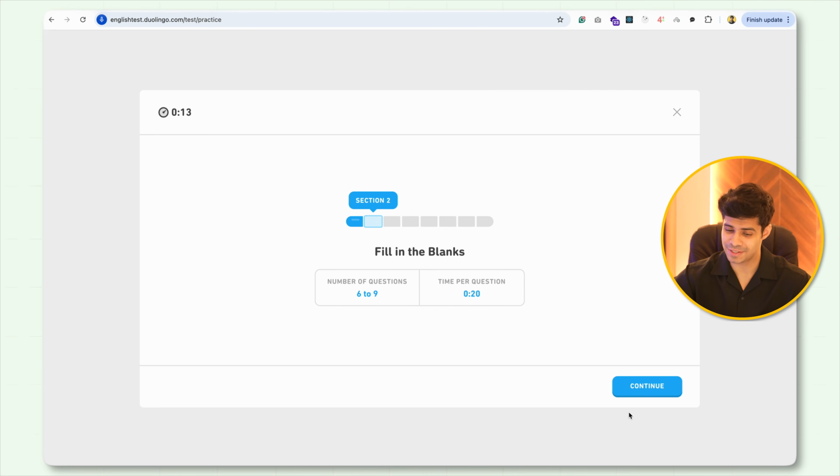Okay, section 2. That was easy. Couldn't explain much over there, guys. Sorry about that. It's just the words that I knew I selected yes. The ones that I felt were not really known to me, and Duolingo is very tricky with that, so I just select no. Okay, let's fill in the blanks.